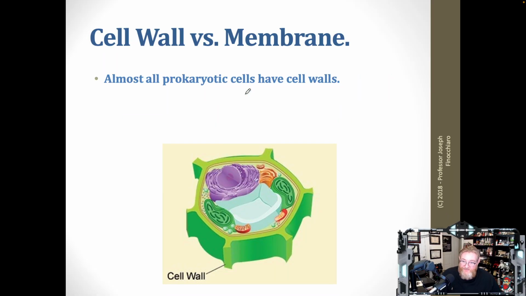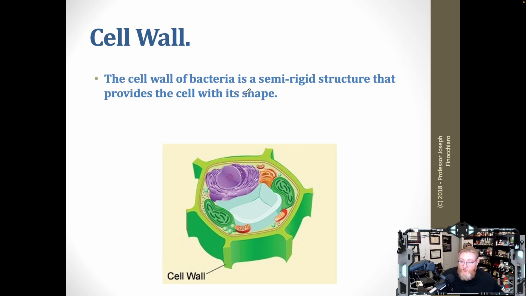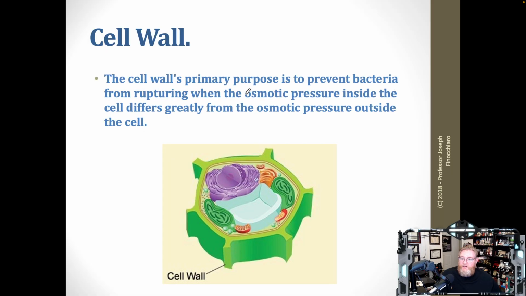Cell walls versus cell membranes. Almost all prokaryotic cells have cell walls. The cell wall of a bacteria is a semi-rigid structure that provides the cell with its shape. The cell wall's primary purpose is to prevent bacteria from rupturing when the osmotic pressure inside the cell differs greatly from the osmotic pressure outside the cell.